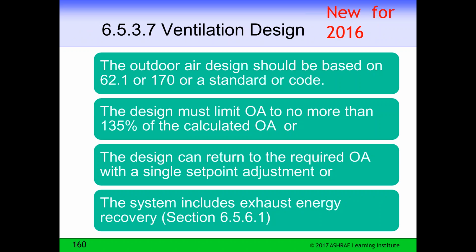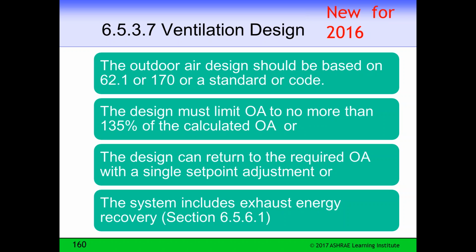New for 2016, ventilation design. The outdoor air design should be based on ASHRAE 62 or 170, which is the hospital code, or a standard or code that applies to that type of facility. The design must limit outside air to no more than 135% of the calculated outside air, or the design can return to the required outside air with a single set point adjustment, or the system includes exhaust air energy recovery.